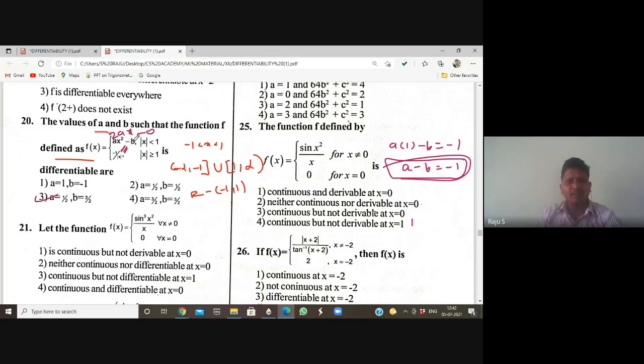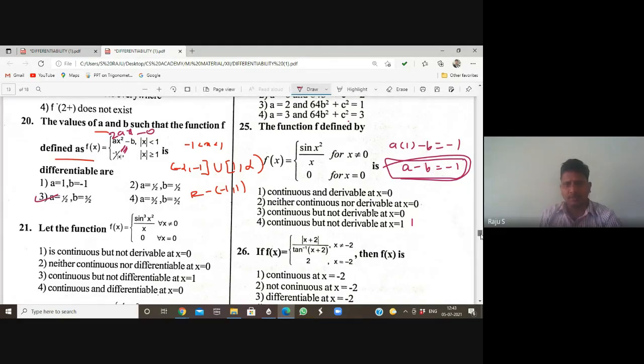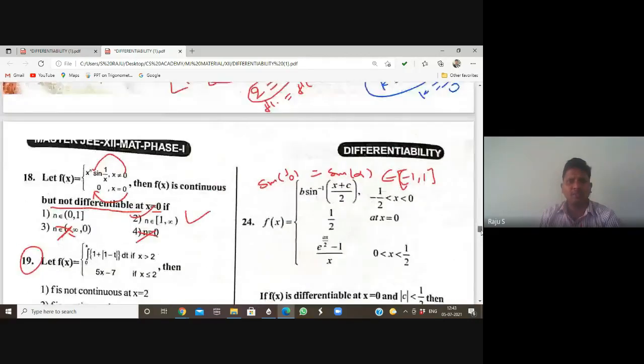Whenever they give differentiable, with the help of continuity we get one equation. With the help of differentiability, we get another equation. Solve both the equations, we get the A comma B values. Like that only, when they give A comma B values, we'll do it like that.